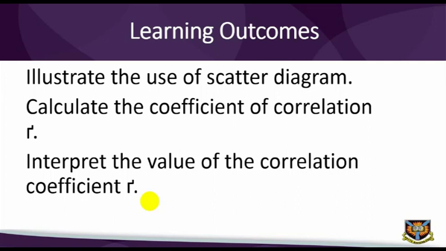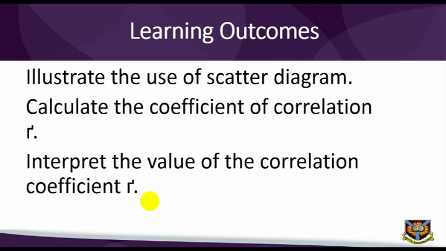5. The straight line that passes through most of the scattered points is known as A. Line of best fit, B. Line of curvature, C. Line of correlation, D. None of the above.